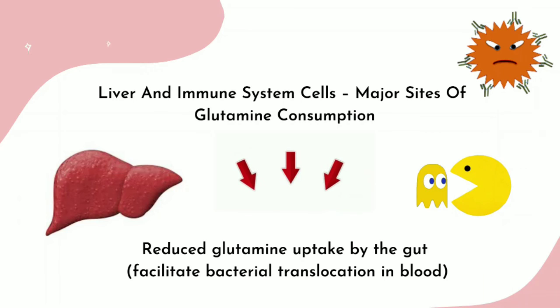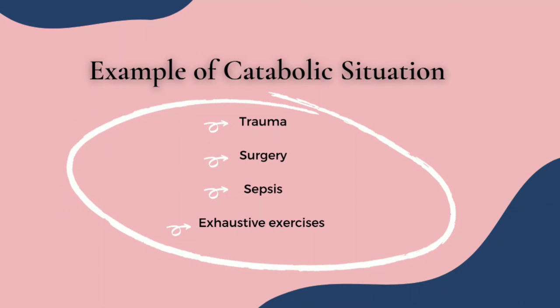In this situation, there will be a reduction of glutamine uptake by the gut, so it can facilitate bacterial translocation into the blood and systemic inflammation. Examples of catabolic situations are trauma, surgery, sepsis, and exhaustive exercises.